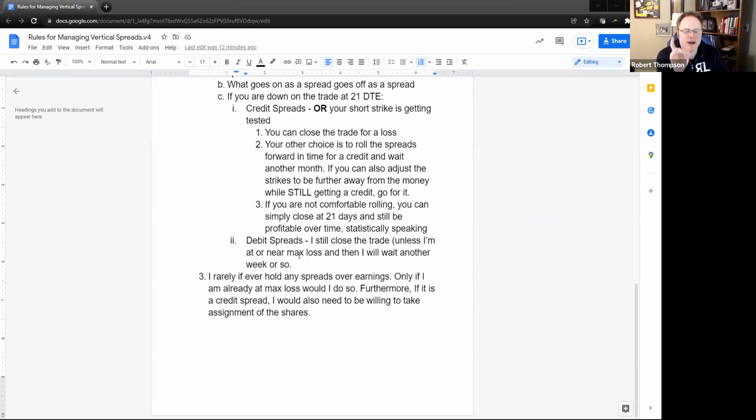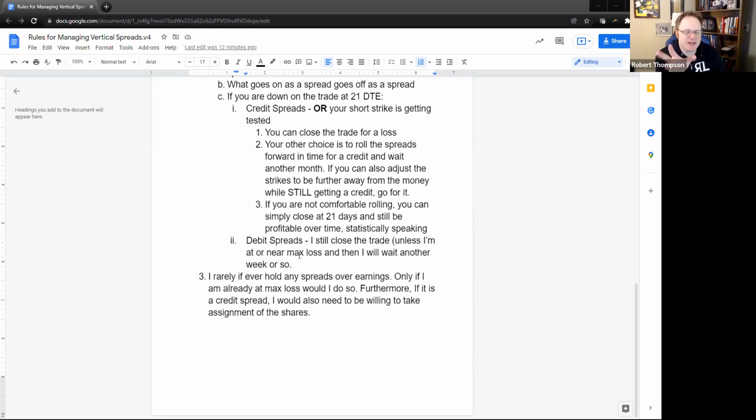if you get to 21 days and you're up, you close the spread. But if it's a debit spread and you get to 21 days and you're down, you still close the spread. Because as I mentioned to you guys, there isn't a whole lot you can do. It seems tempting to want to hold on to the bitter end, but statistically, it's just not to your advantage. So this is how I avoid taking max loss in most situations.